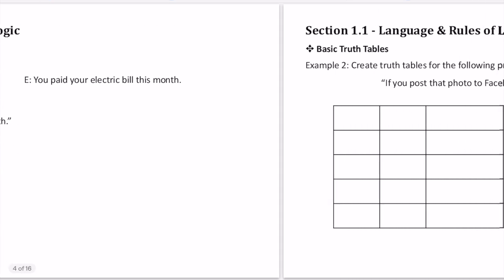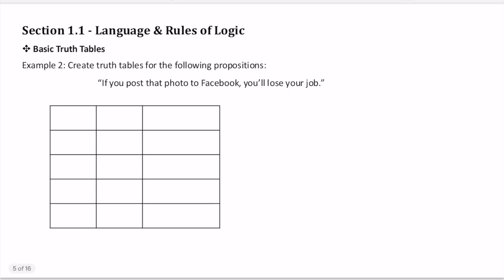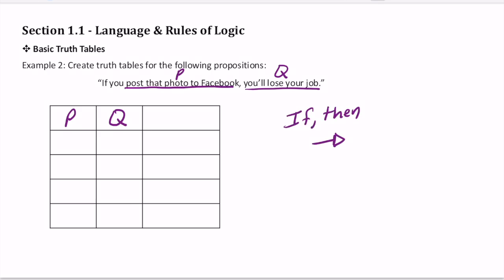For our last truth table, we have the proposition, if you post that photo to Facebook, you'll lose your job. I'll start by representing you post that photo to Facebook with the letter P, and you'll lose your job with the letter Q, and place these at the top of the first two columns of our truth table. If-then statements are represented with an arrow pointing to the right. We write this representation at the top of the last column.